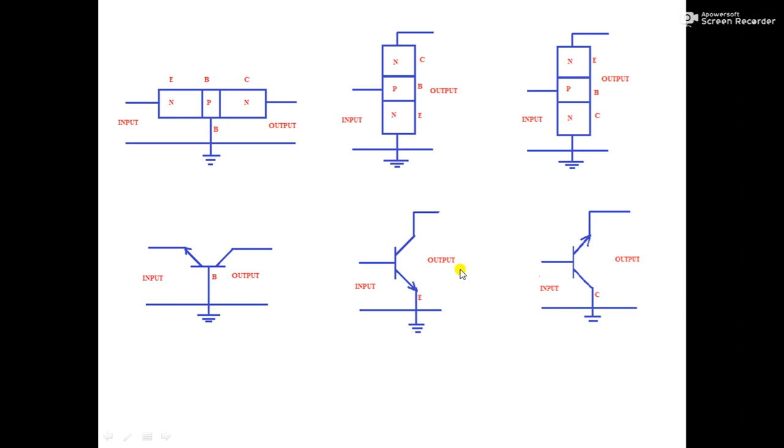In the next lecture, I will give the introduction to the characteristics for the different modes of connections.